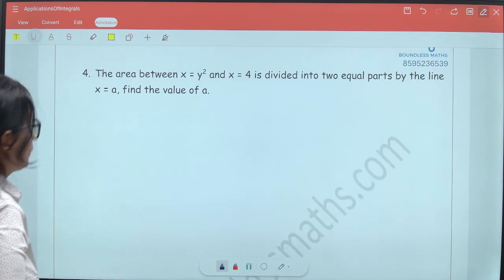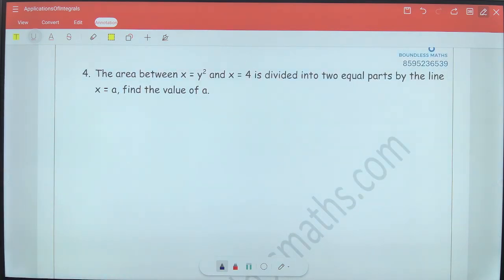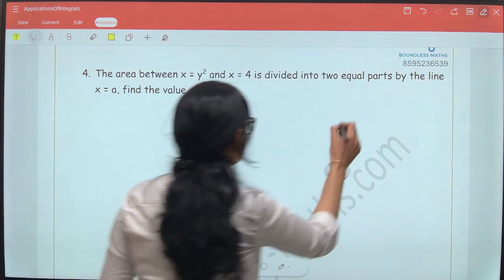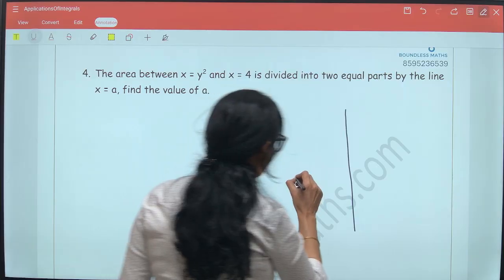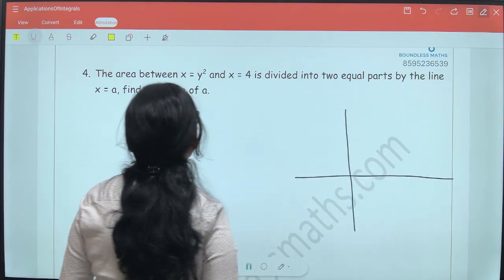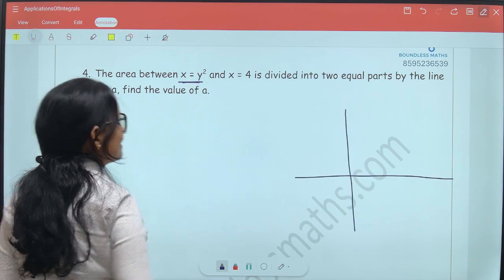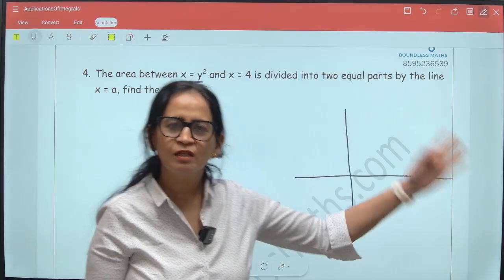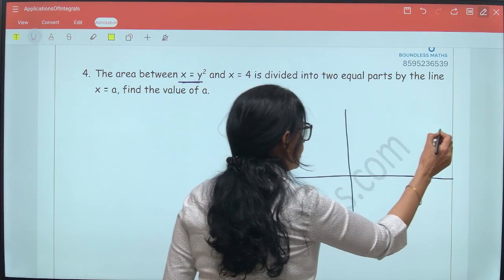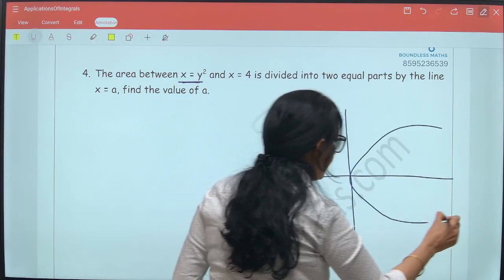The area between x equals y square and x equals 4 is divided into two equal parts by the line x is equal to a. Find the value of a. So let's first draw a rough figure of this parabola and the line and try to understand what is given. The parabola is y square equals x. That means it is opening towards the right. So that means this is the required parabola.